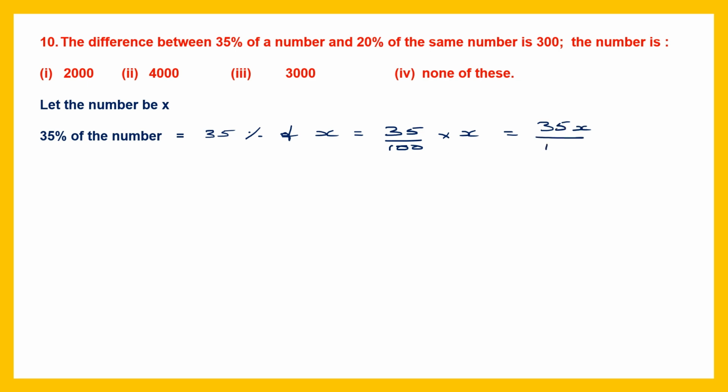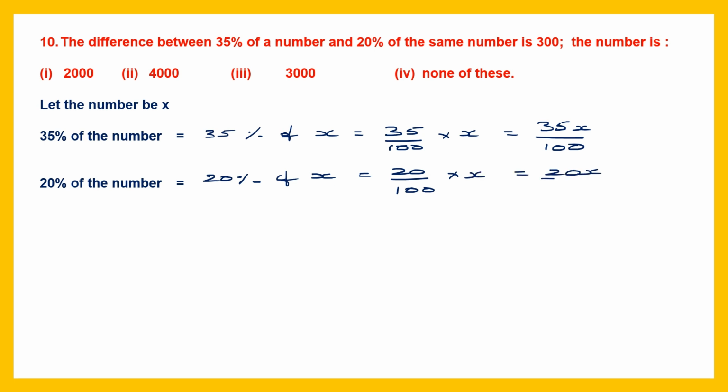This is 35% of the number. Now similarly, 20% of the number will be 20% of x. That is 20 by 100 into x. So that will be 20x by 100.